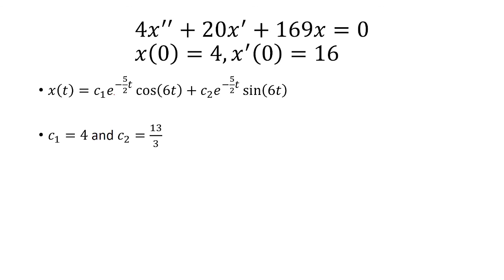So now we put it all together. This was our general solution. This was what our constants were. So our final answer is 4 times e to the negative 5 over 2 t times cosine of 6t plus 13 over 3 times e to the negative 5 over 2 t times sine of 6t.